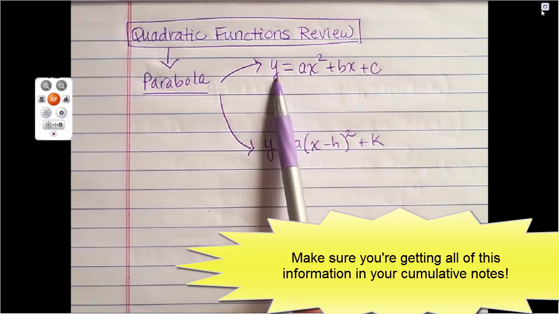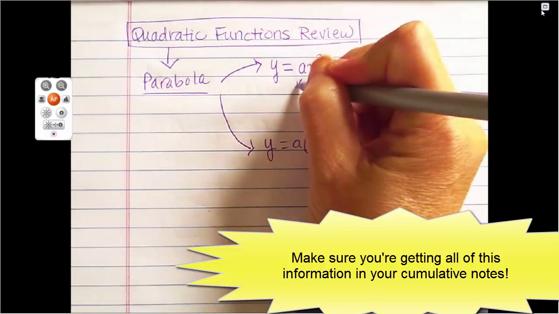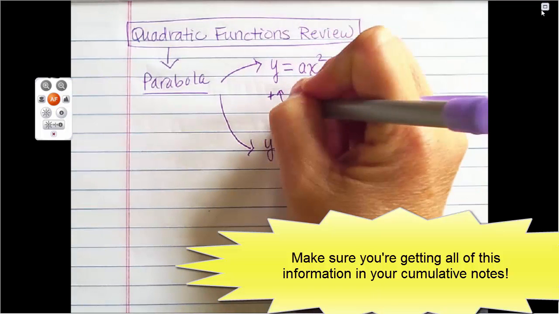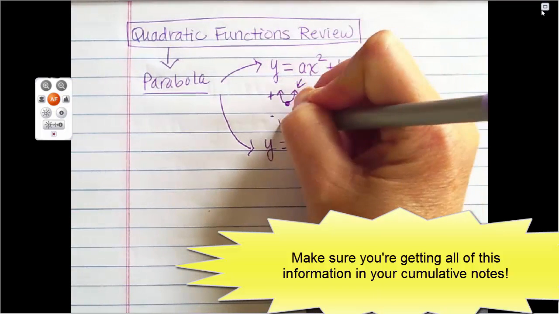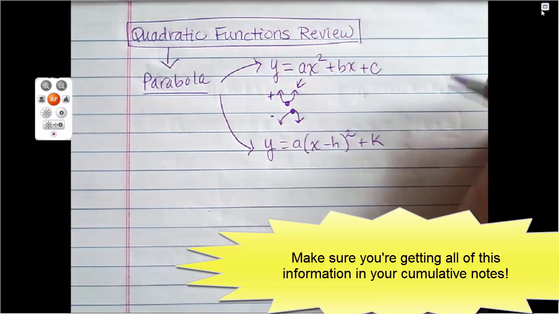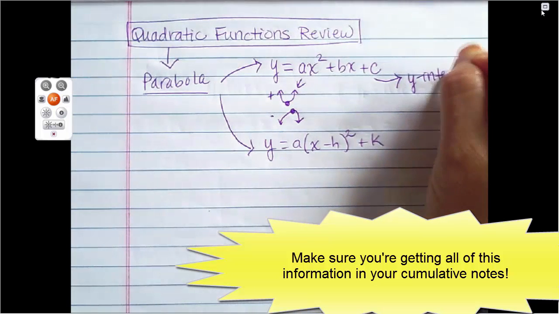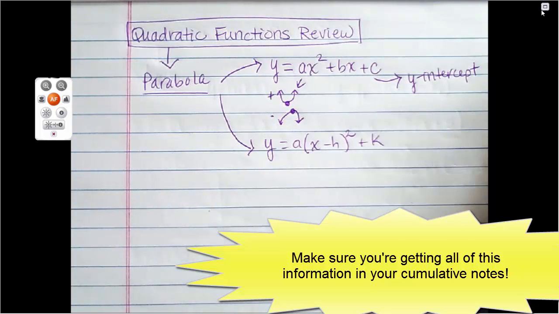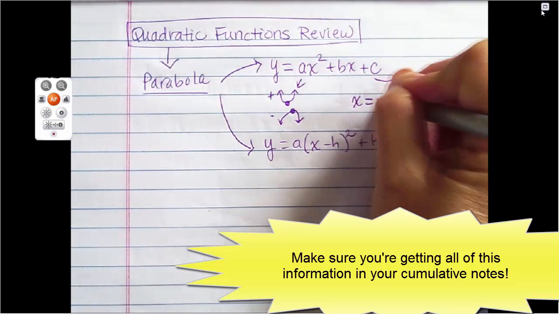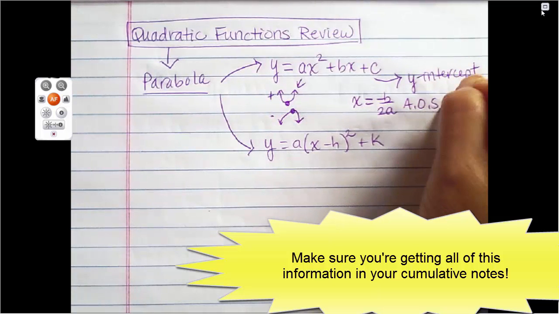Y equals ax squared plus bx plus c, that's our standard form of a parabola. When a is positive, my graph opens upward and has a minimum value for a vertex or turning point. When a is negative, it opens downward and has a maximum value as a vertex or turning point. The c value, the constant term at the end, is the y-intercept, or starting point, or initial condition. And the line x equals negative b over 2a is the axis of symmetry, which I abbreviate to AOS.